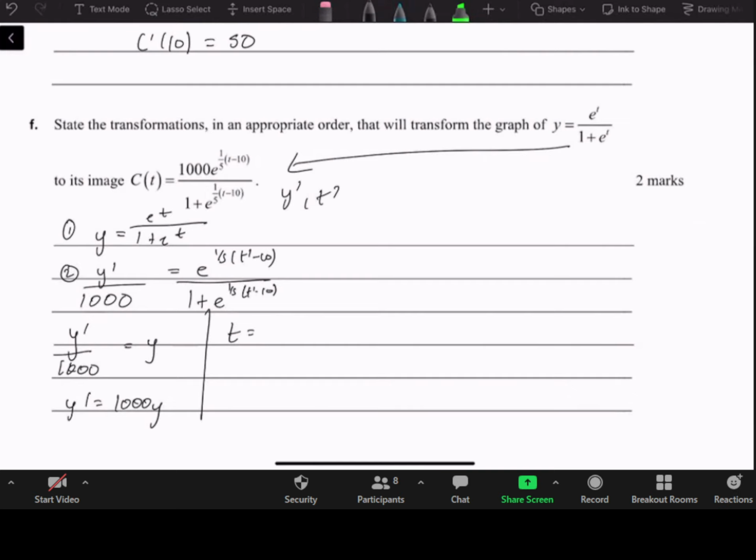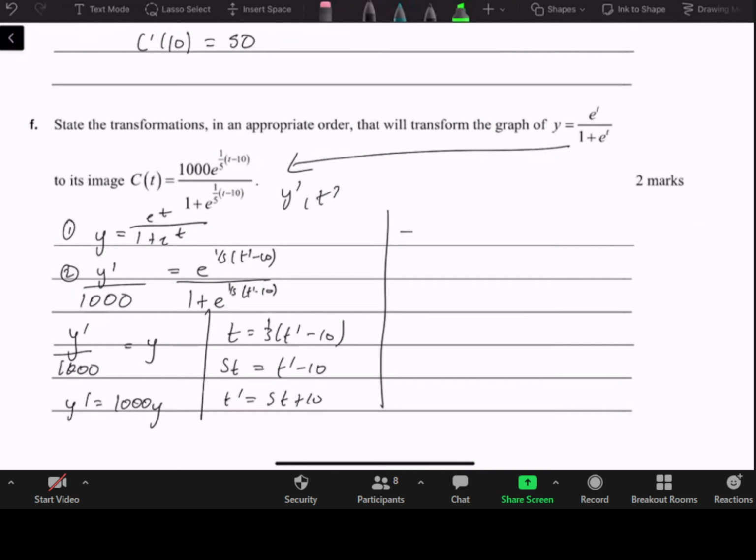Oh, sorry, I expanded it. So 1/5 t minus 10. So 5t equals t dash minus 10. So t dash is 5t plus 10. But now we have to word the transformation.